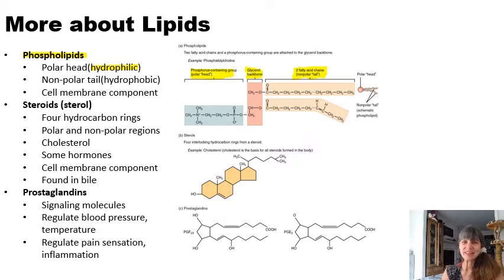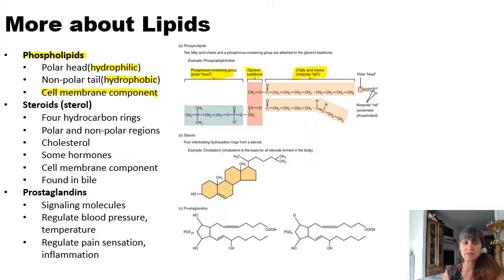So the fatty acid chains are water-fearing because they are the lipid component of the phospholipid molecule, and fat and water don't mix. So the nonpolar tail is hydrophobic, water-fearing. Phospholipids are a major component of the cell membrane.